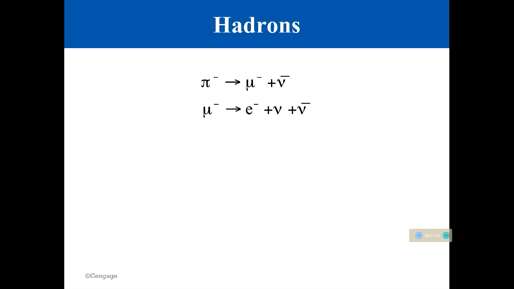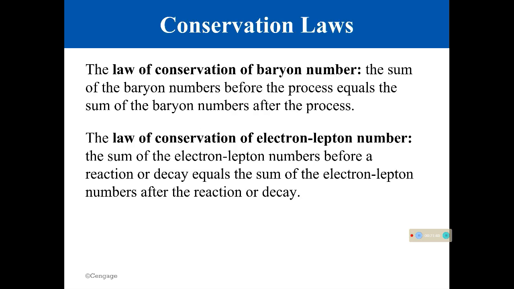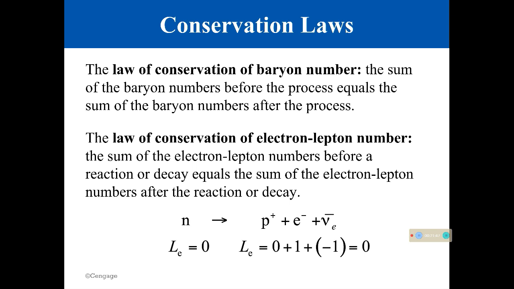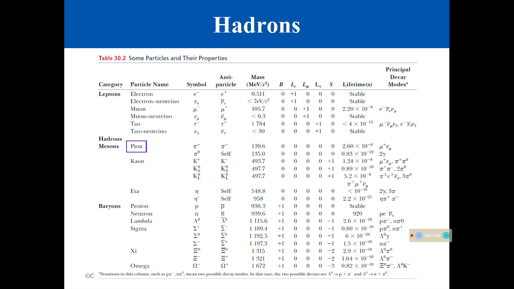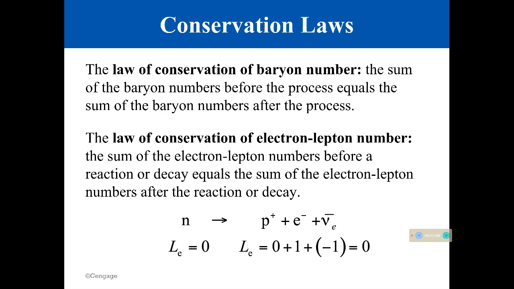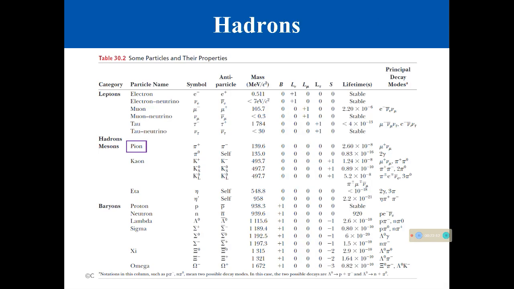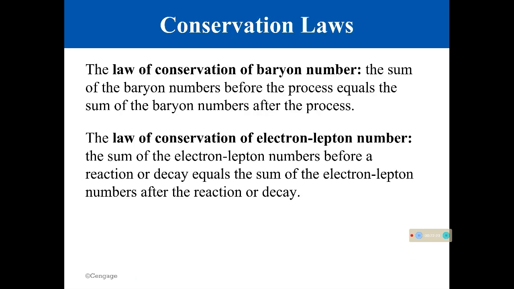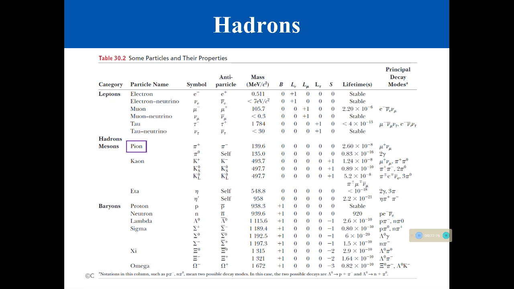If we want to see if an interaction is correct, for example, I told you the other day that a neutron can produce a proton and an electron. So let's follow conservation of baryon number. A neutron has a baryon number of 1. The proton also has a baryon number of 1. The electron has 0, and the electron antineutrino also has 0. So it's 1 on both sides. It's good to go.